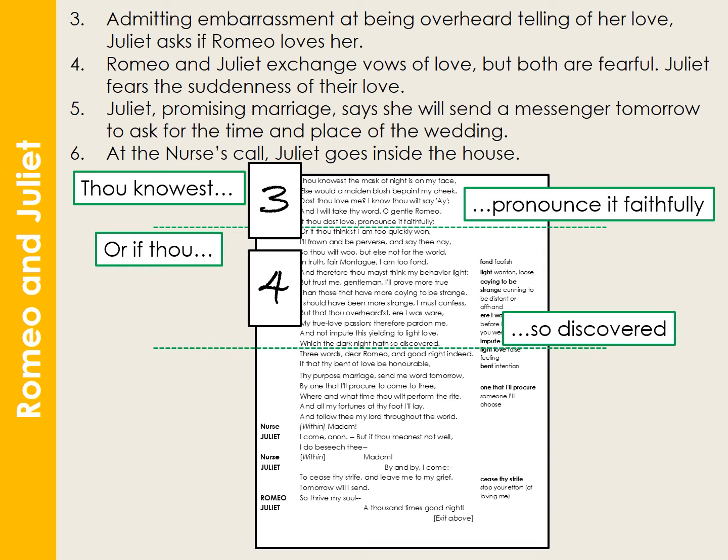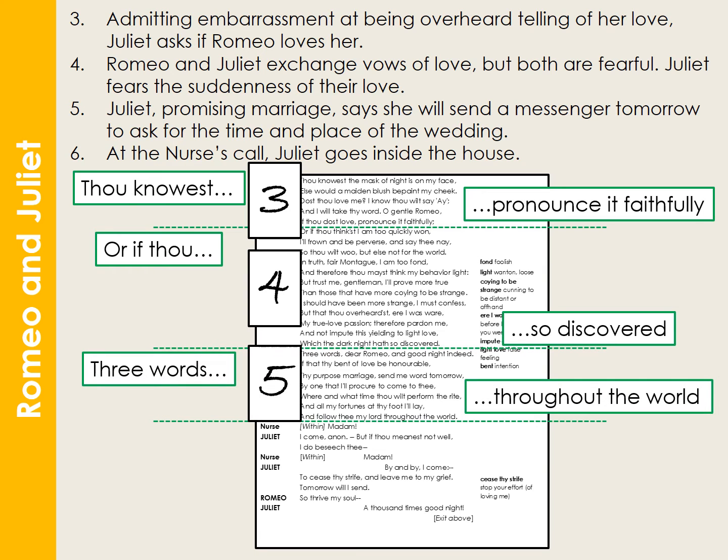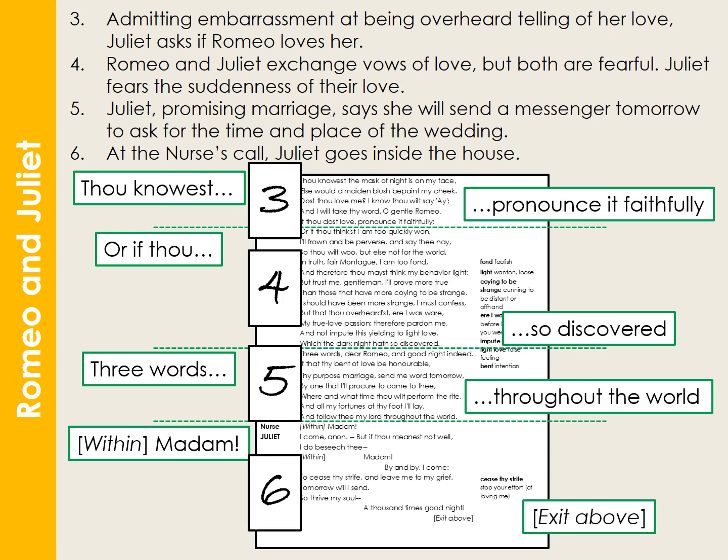Okay. So in that section, Juliet is declaring her love for Romeo. Okay, and there's section 5. She's promising marriage and will send a messenger to ask for the time and place of the wedding. And then the nurse tries to call. And when she says, I come anon, anon is a word that means soon, or I'm on my way kind of thing, quickly, okay?